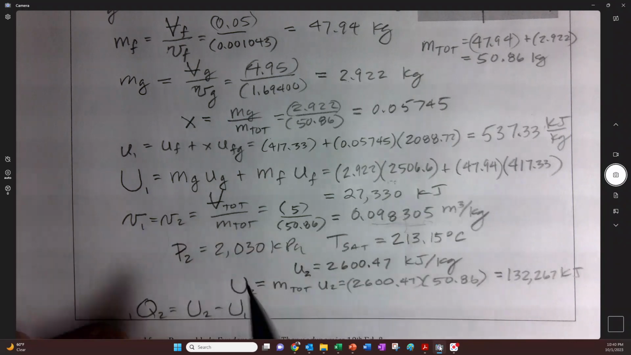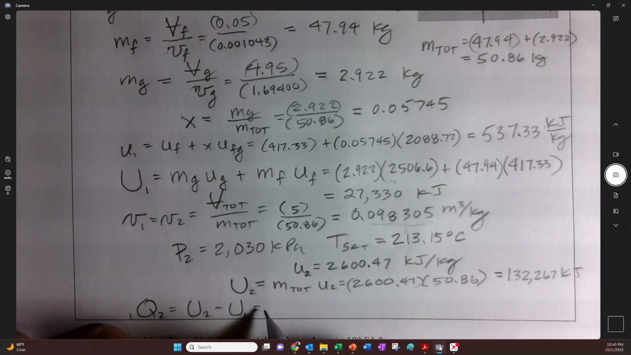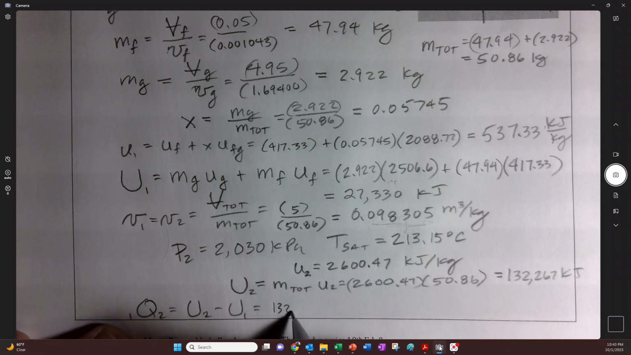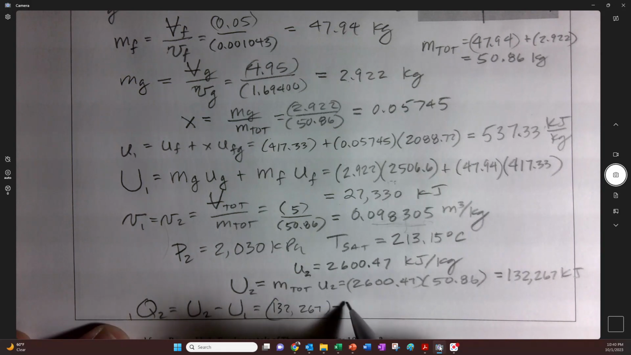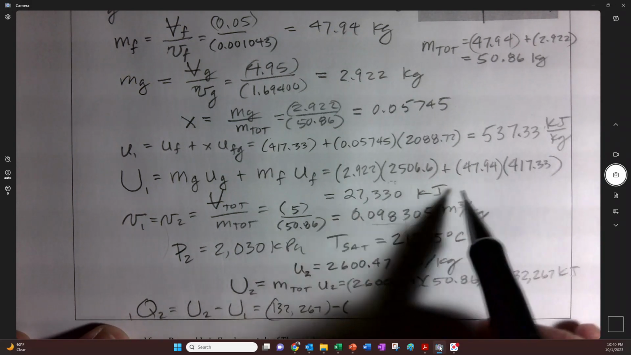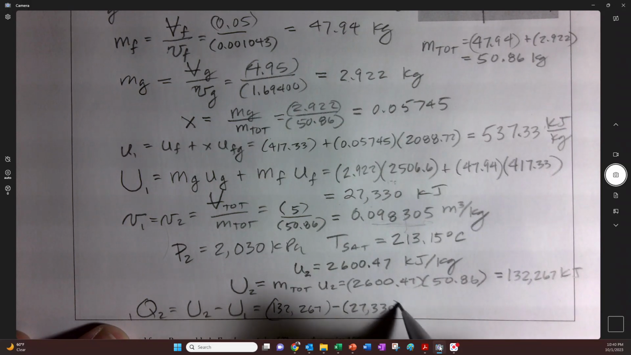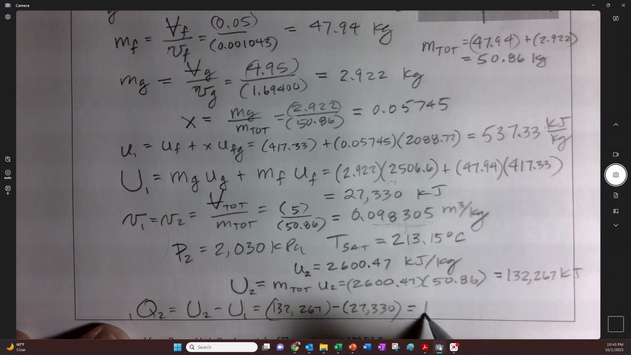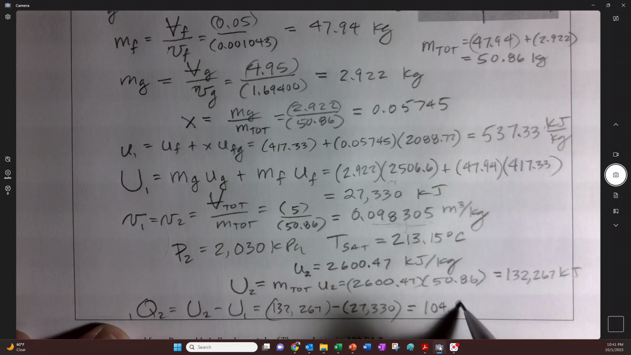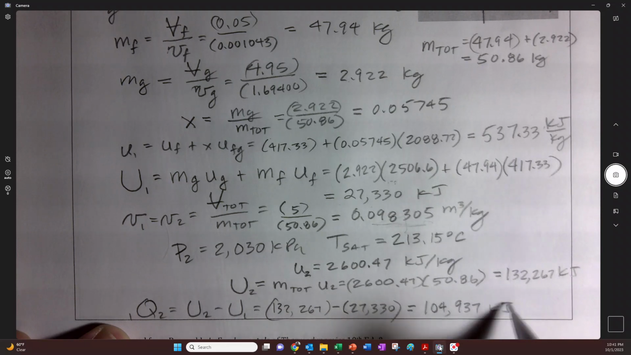So this is like step 5, I guess, putting them all together. And we end up having 132,267 minus this U at 27,330. So 104,937 kilojoules.